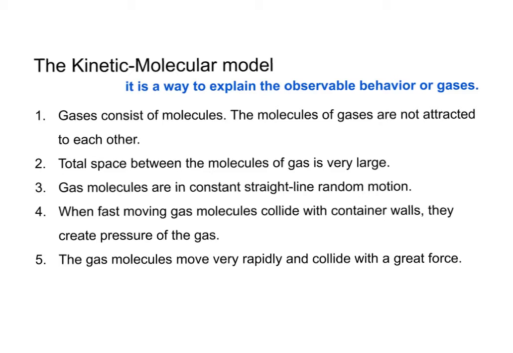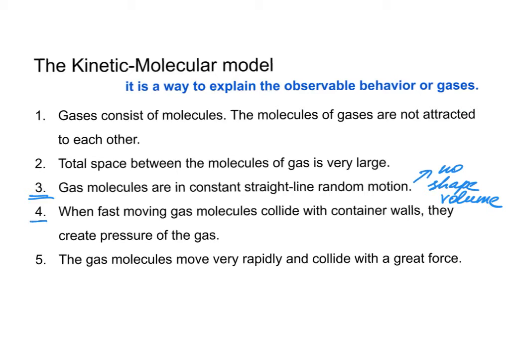Third statement. Gas molecules are in constant straight line random motion. That's a perfect explanation to why gases have no specific shape or volume. The molecules of gases will travel in a straight line in any given direction until they smash into the wall of the container. That would allow gases to take the shape of the container and occupy every part of it.